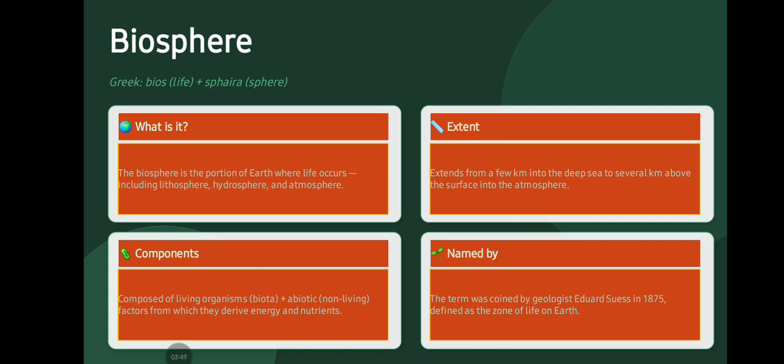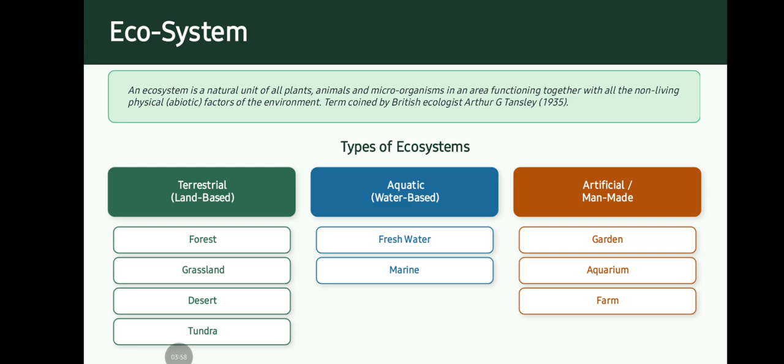The term was coined by geologist Eduard Suess in 1875, defined as the zone of life on earth. Next is ecosystem. An ecosystem is a natural unit of all plants, animals and microorganisms in an area functioning together with all the non-living physical abiotic factors of the environment. Term coined by British ecologist Arthur G. Tansley, 1935.